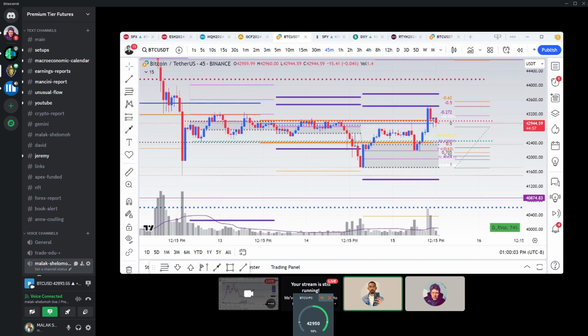Let me get your opinion on this. Looking at this horizontal structure that's been happening, and maybe if you can close out your pivots.